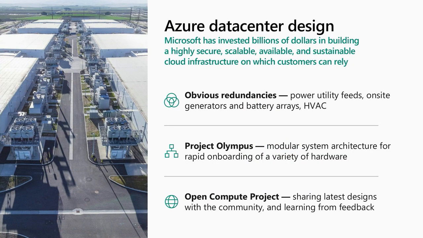What are some of the other aspects that we account for when we are designing our data centers? We have obvious redundancies built in, such as redundant power supply, the generators, the HVACs, all of the standard best practices while designing the data centers.